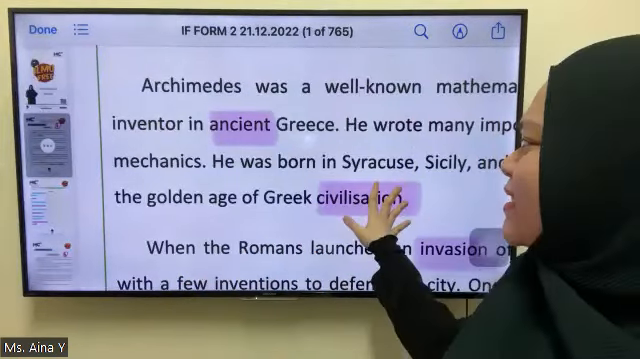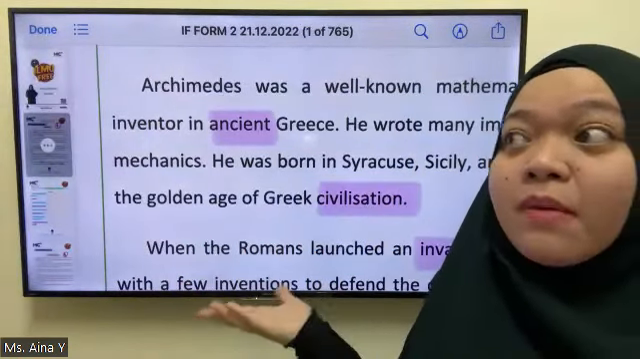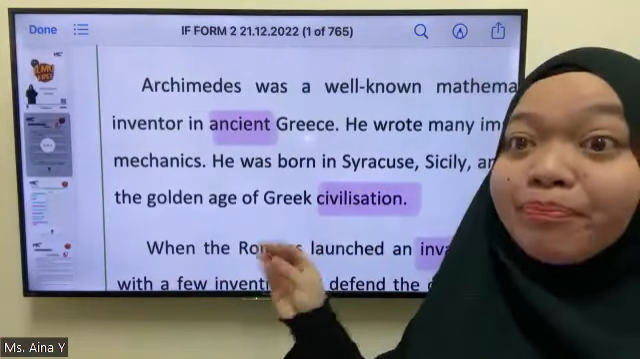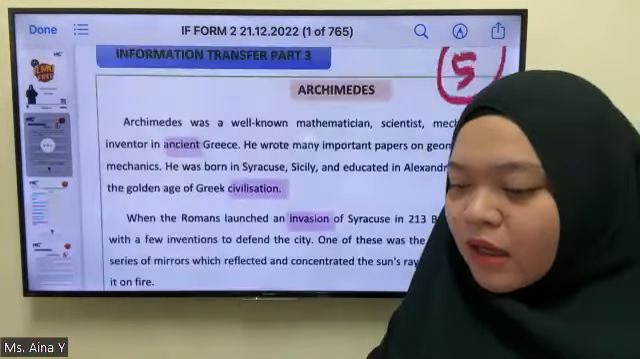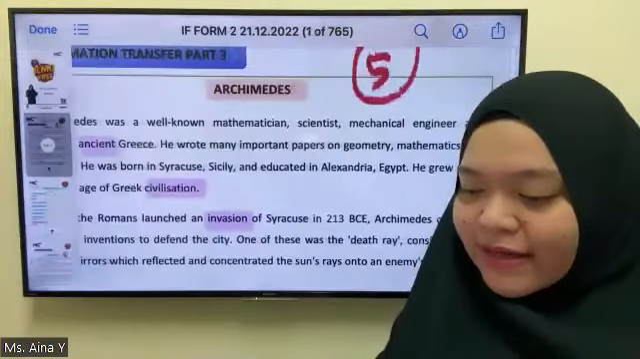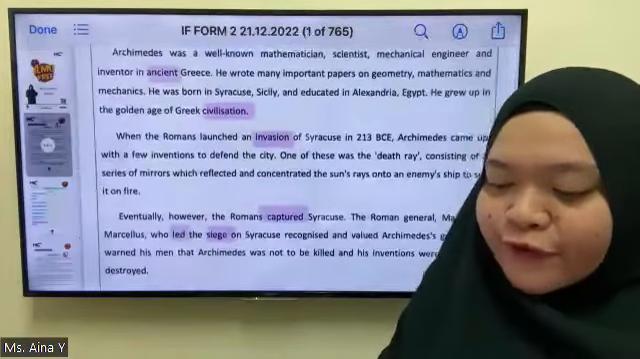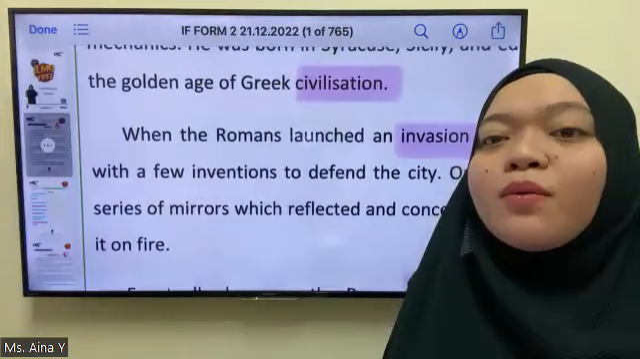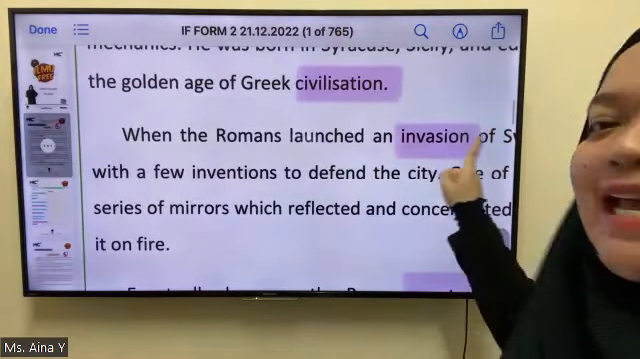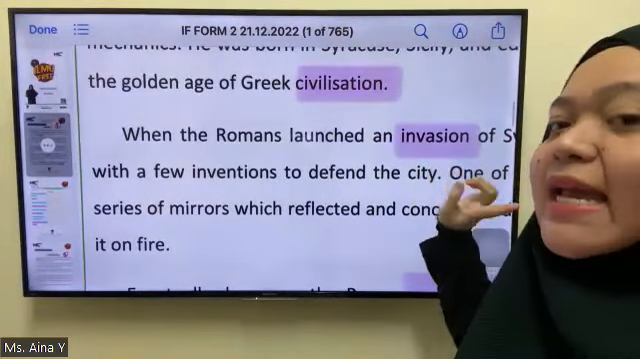Tapi rasanya it's Syracuse, but it's a name, the name of a place. Nama tempat. Okay. Lagi. Ada tak in paragraph one? I think that's it. Paragraph two. We have one word. The word is invasion.